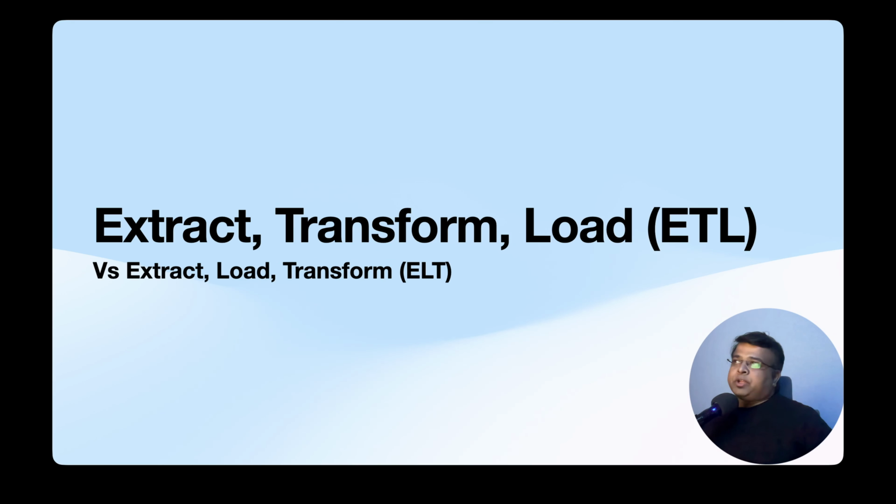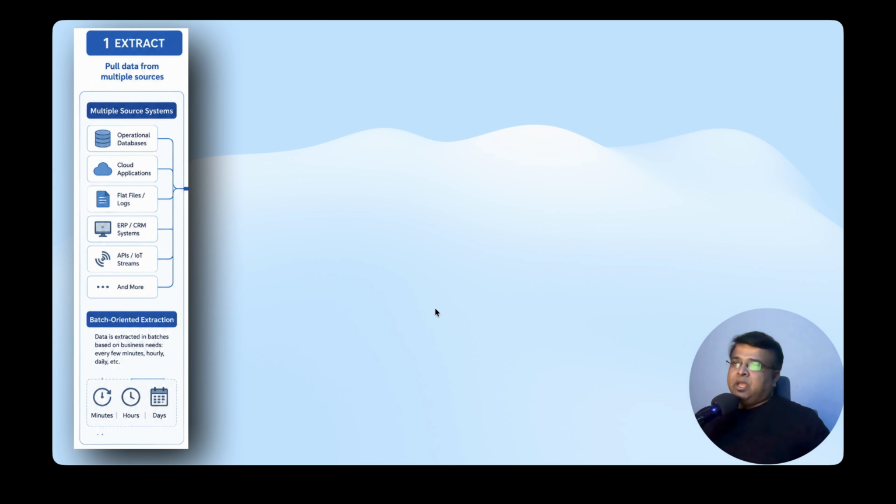Let us now talk about ETL and also compare it with its close cousin ELT. In a typical data warehousing setup, we pull up the data from different source applications into a data warehouse or data mart using a process called ETL. ETL stands for extract, transform and load. Let us look at extraction. That is the first step. It is all about pulling the data quickly from multiple source systems. Traditionally, this usually happens in batches, maybe every hour, every day, or sometimes every few minutes, depending on the business need. That is why ETL is generally considered a batch oriented process.